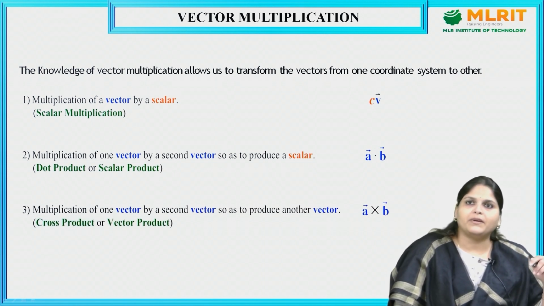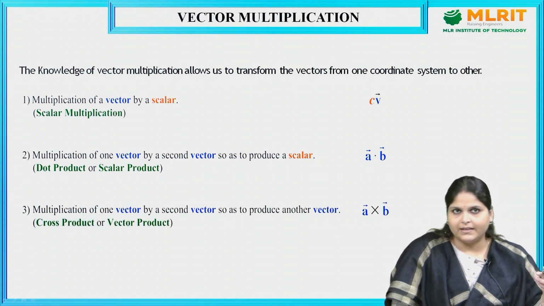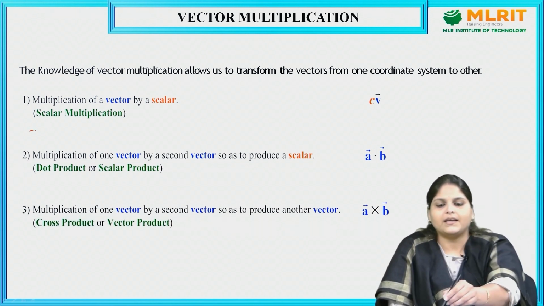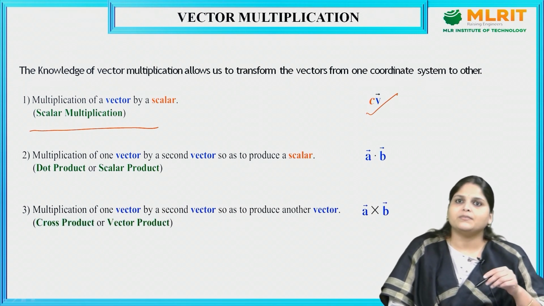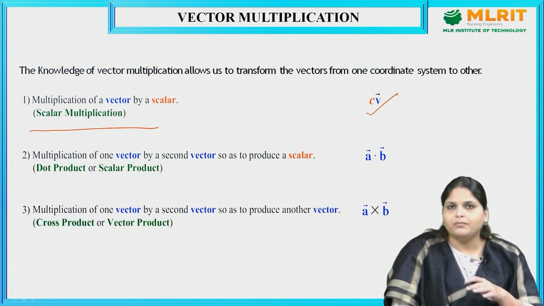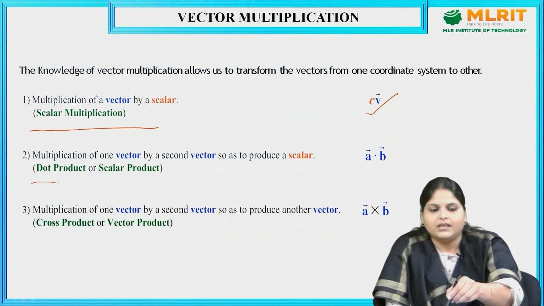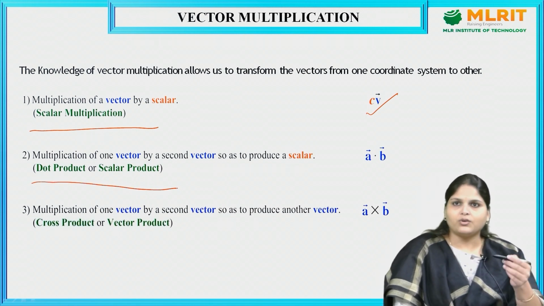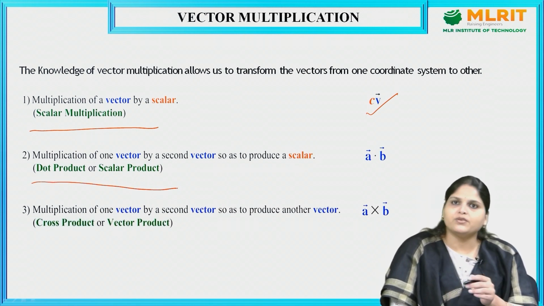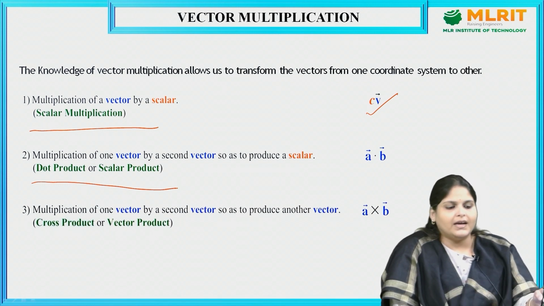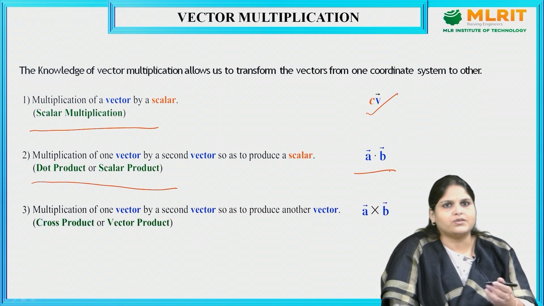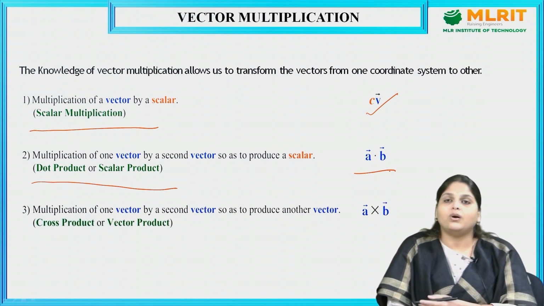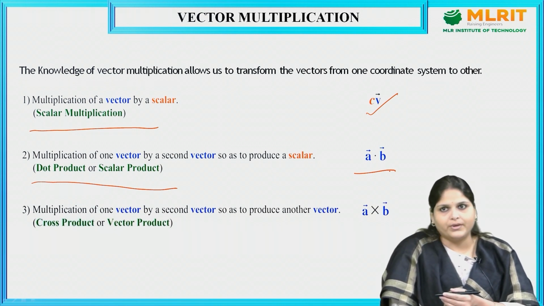First one is multiplication of a vector by a scalar, which is also called scalar multiplication, and it is given by C vector V. Another one is multiplication of one vector by a second vector. It is called dot product, also called scalar product, and it is given by vector A dot vector B, or in place of that vector X dot vector Y. So this is called dot product or scalar product.